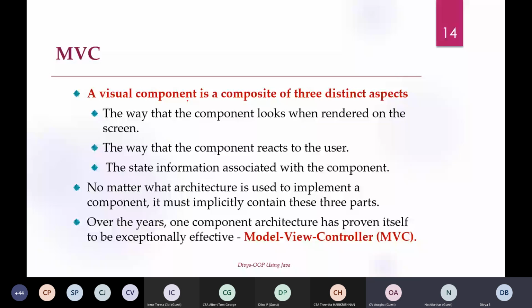So a visual component is a composite of three things: the way that the component looks when rendered on the screen, the way that the component reacts to the user, and the state information associated with the component. No matter what architecture is used to implement a component, it must explicitly contain these three parts. The architecture that is consistently used is called Model View Controller. So we'll see what the Model View Controller architecture is.